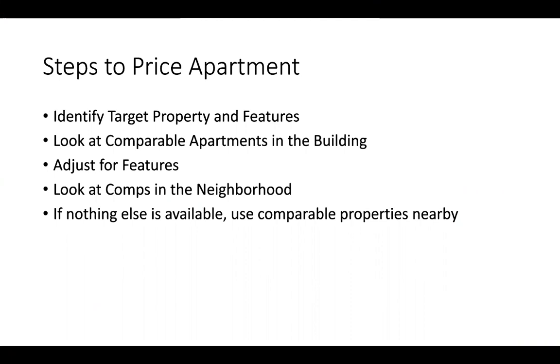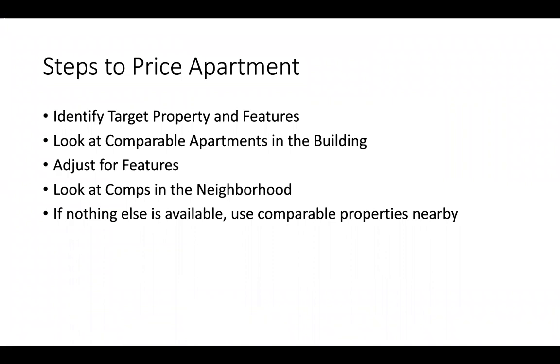So, the first thing that you want to do is identify your target property and make sure that you know the features of that property, right? You need to know what the outlook is. You need to know what the square footage is or general square footage and floor plan. You want to know where it's located. And the first step that you really want to do is look at comparable apartments in the building, right?